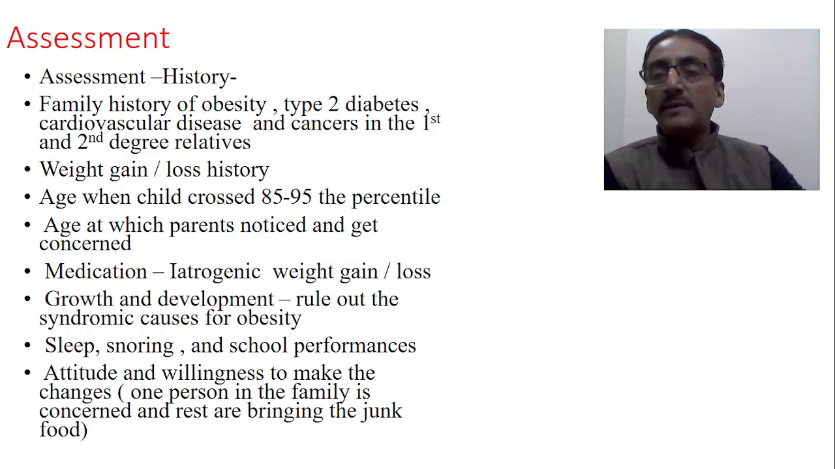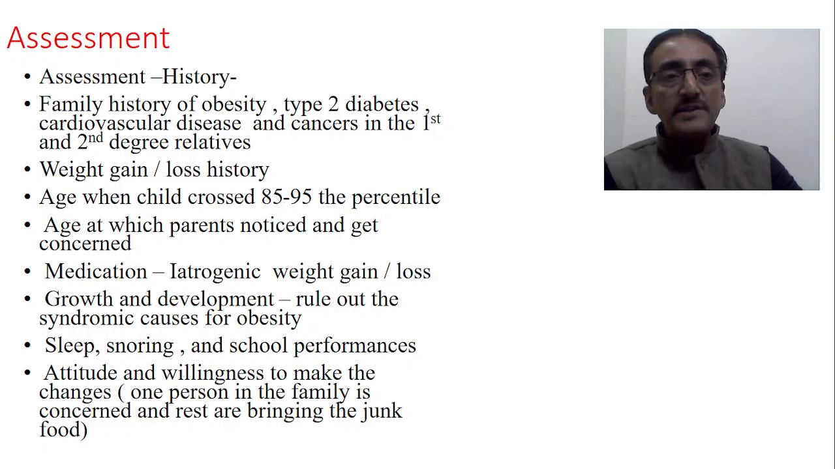Now, in the assessment, one of the main things is history. You have to take the history. That history may be related to nutrition, to overnutrition, to sedentary lifestyle, and even to the family. Family history of obesity, family history of type 2 diabetes, family history of cardiovascular disorders, and also family history of cancers in the first and second degree relatives has to be understood very well, because all these will have a potent relationship with the development of obesity in childhood or in the adolescence period.